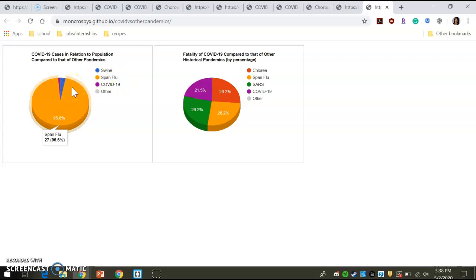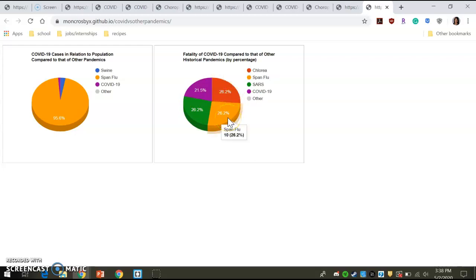So you can see that the Spanish flu still takes the largest amount of this circle, sitting at 95.6. And then there's also swine flu at 3.1 and COVID at 1.3 in relation to population. And then this is a second circle map showing the fatality of coronavirus compared to that of other historical pandemics. So this is a percentage of death rates occurring from these pandemics. So you can see the ratio actually lines up fairly closely when you're considering fatalities.